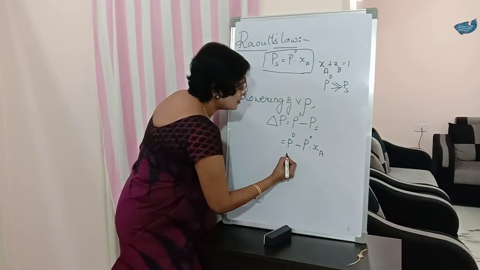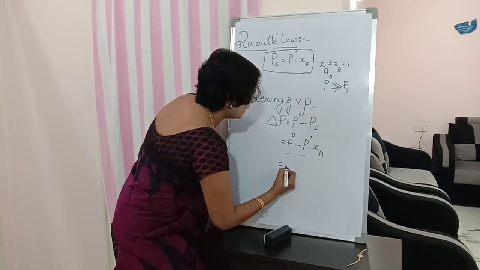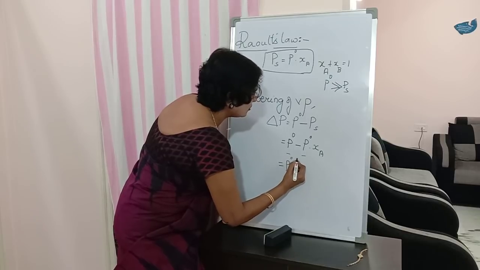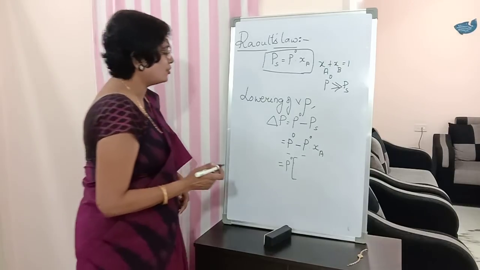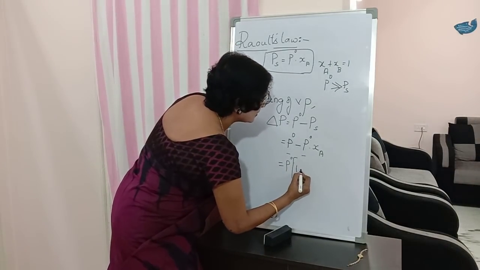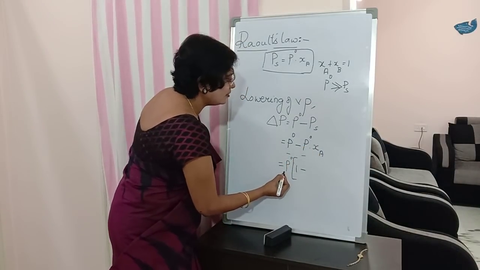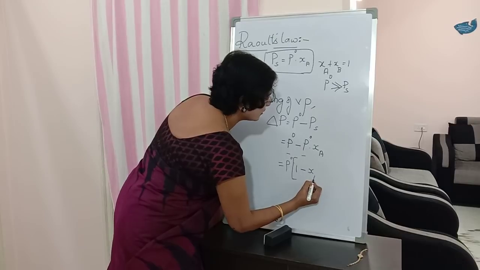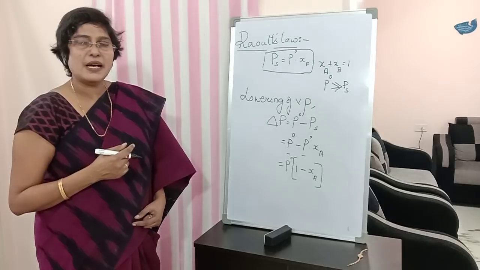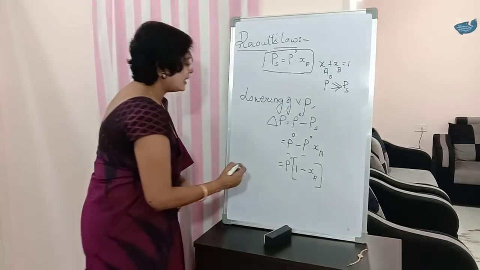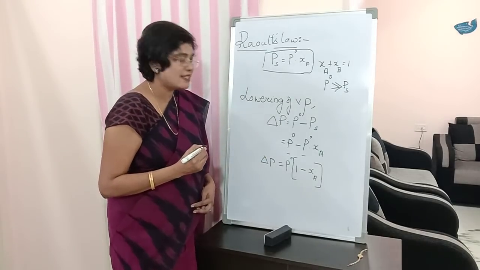So what is common in both these terms, students? P naught. So what can I do? I can take P naught common out. What can I write in the brackets? P naught into 1 minus, here P naught into XA. P naught we have taken common out, so what remains? XA. P naught into 1 minus XA. So delta P is equal to P naught into 1 minus XA.